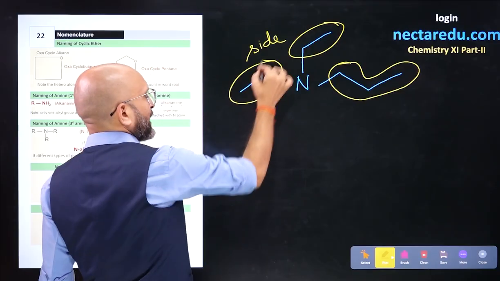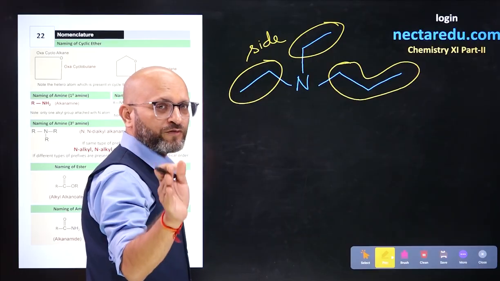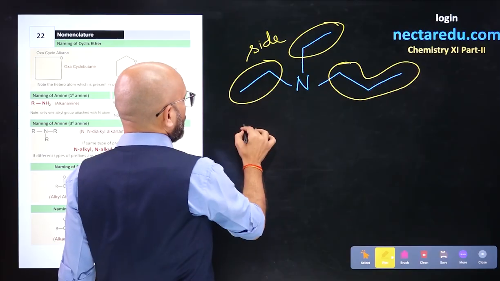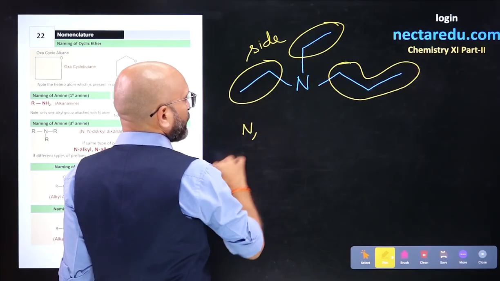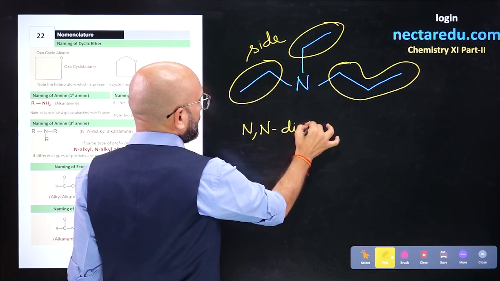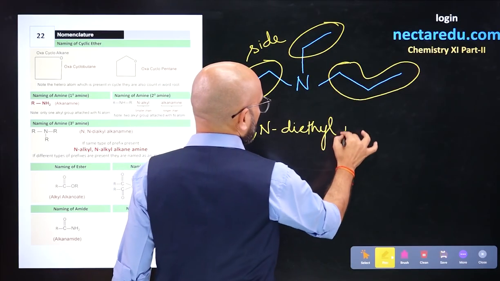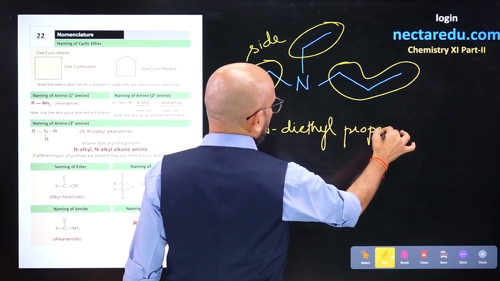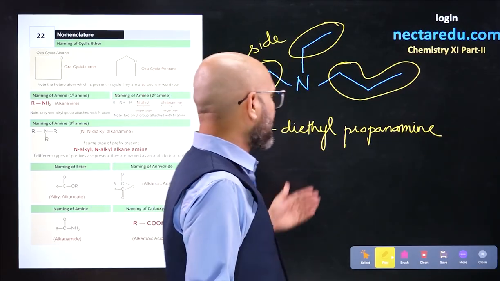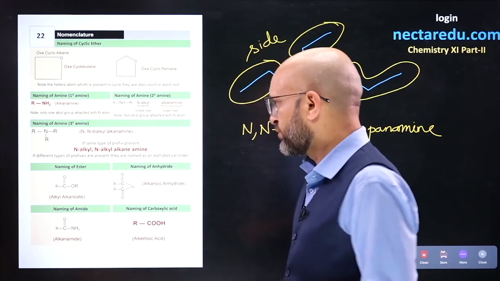Now you have side chains, and side chains are always written first, then root word, then an, and then the secondary suffix. Now you have 2 side chains and both are attached to N. So N,N-diethyl, and the main chain has 3 carbons. So the name goes like this: N,N-diethyl propanamine. Alright, that is how naming of 1 degree, 2 degree and 3 degree amines could be done.